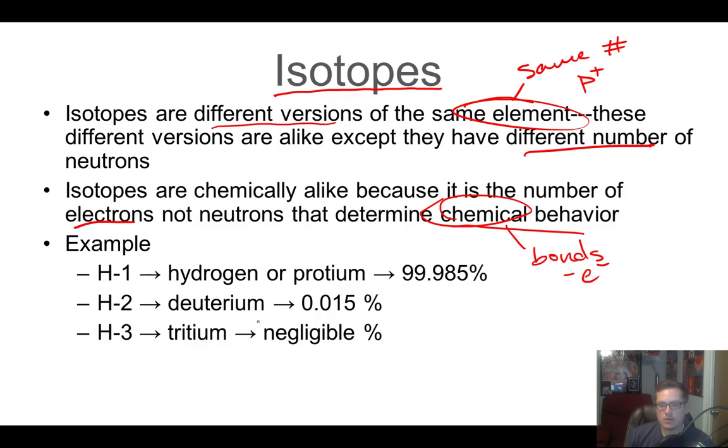So for example, these are three different isotopes of hydrogen. We've got hydrogen, or protium, and 99.985% of hydrogen atoms are just like that.